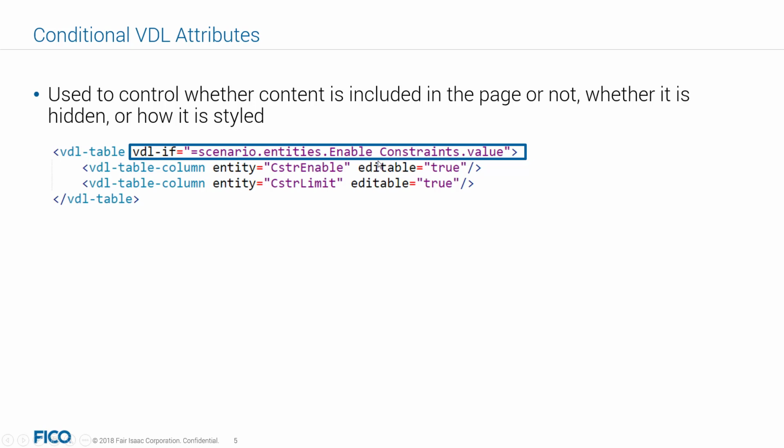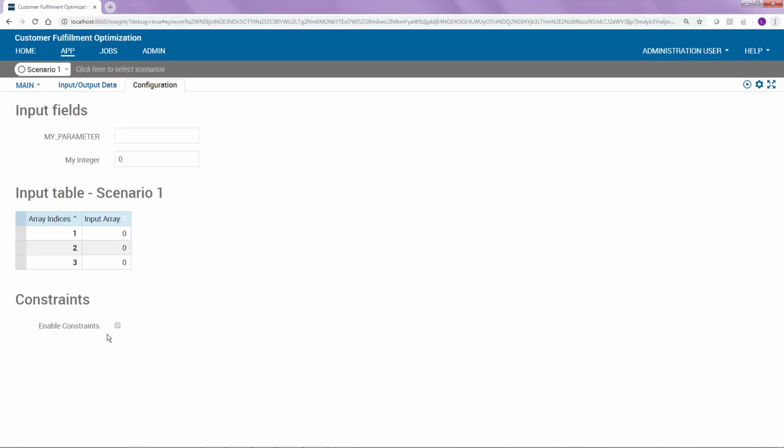Let's take a look at this expression and see what's happening. I have an entity called enable constraints, and if the value of enable constraints is true, then I'm going to show this table that has a constraint enable and a constraint limit column. Let's take a look at the user interface to see how it looks. Here I have an entity enable constraints, and if you remember, if enable constraints was true, then a table would show up. So that's what's happening over here. Based on whether I make this true or false, the table for constraints appears or disappears.